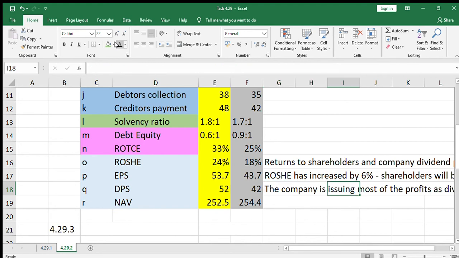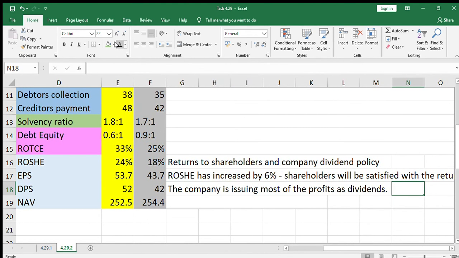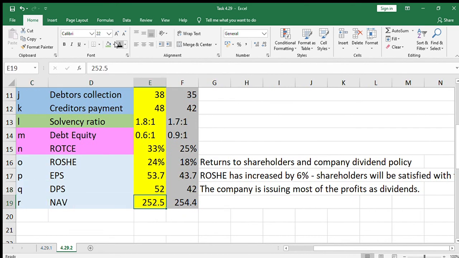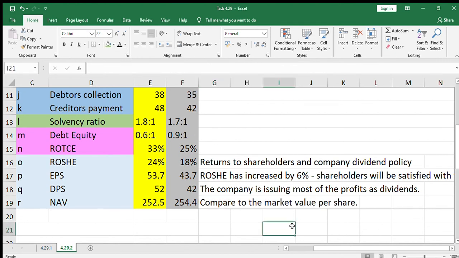Now this, shareholders could be either very happy with this, or they could be disappointed because the company is not retaining a lot of its earnings. The net asset value is decreased slightly, but it needs to be compared to the market value per share so that we can make further comments on it.